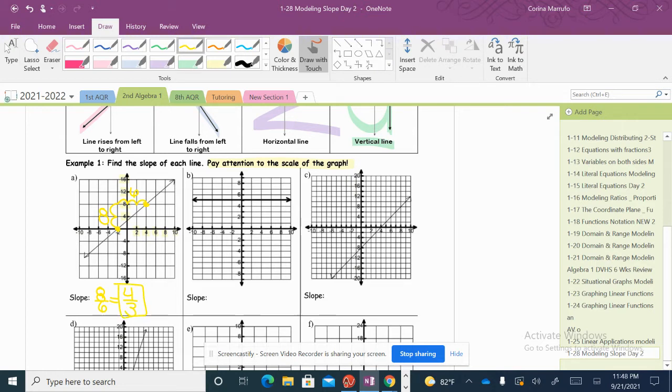Okay, so let's go ahead and find the next one. So this next one, we do have a horizontal line. Remember, your horizontal line is a zero slope. So here we're going to put 0.